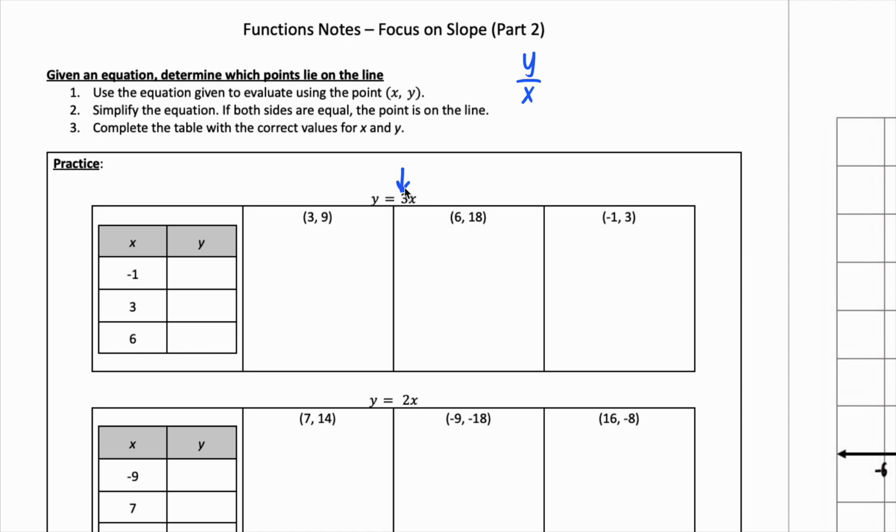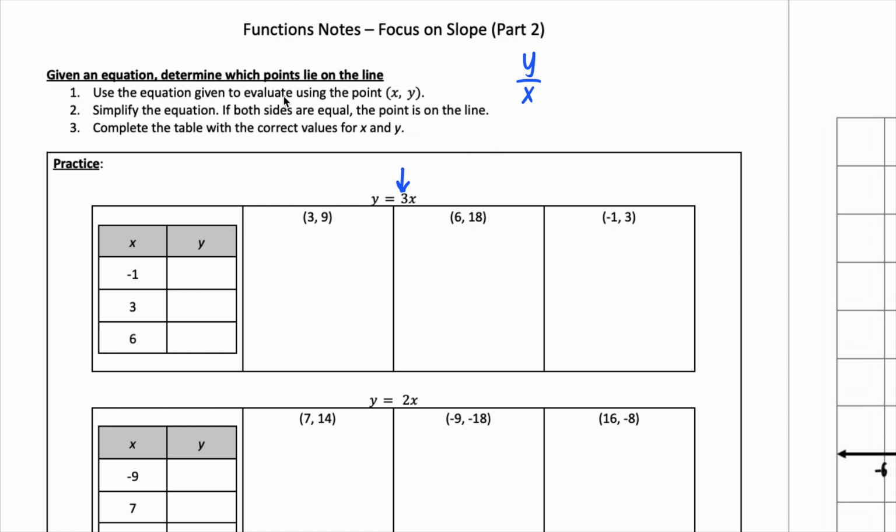Okay, so we're going to take a look at how we can figure out whether a point or an ordered pair is on the actual line of the equation and if it will show up on the graph. So we're going to start by using the equation given to evaluate using the point x and y. We'll simplify the equation, and if both sides are equal, then the point is on the line. So we'll complete the table with the correct values for x and y if they are not already there.